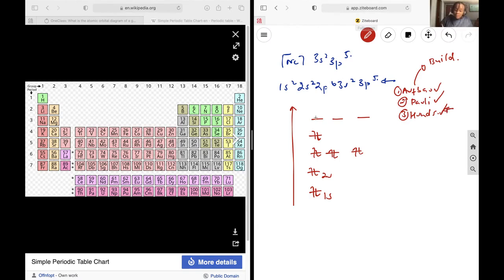And so that means that I will fill it in parallel. So I've filled in 3 electrons before I fill in the pairs. And so I only have 2 electrons, which would leave me with this final structure. And so this should be 2p, 3s, 3p. And that's it for this one.